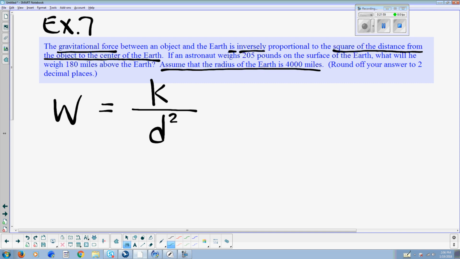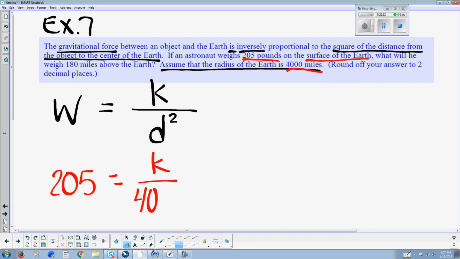Okay, now let's get into finding K. If an astronaut weighs 205 pounds on the surface of the Earth, so the weight would be 205, that's the force. What will he weigh 180 miles above the Earth? Hold on a second. This is on the surface of the Earth. So we don't know K, but what is our distance from the object to the center of the Earth? If we're on the surface, our distance right now is this 4,000 miles.